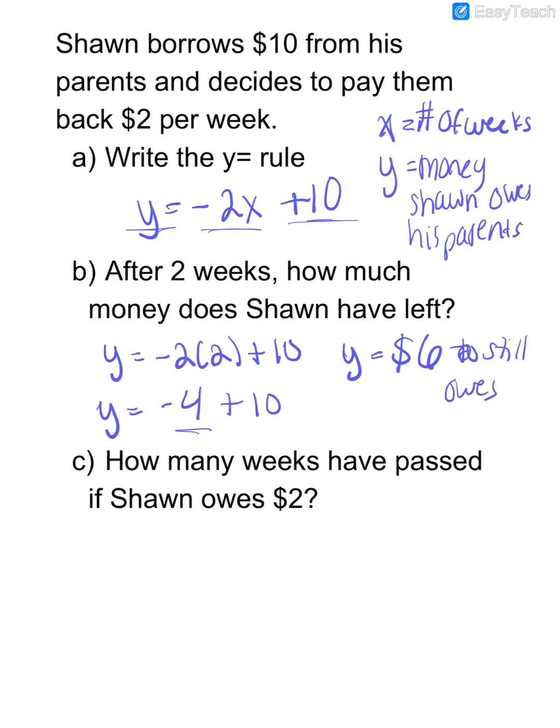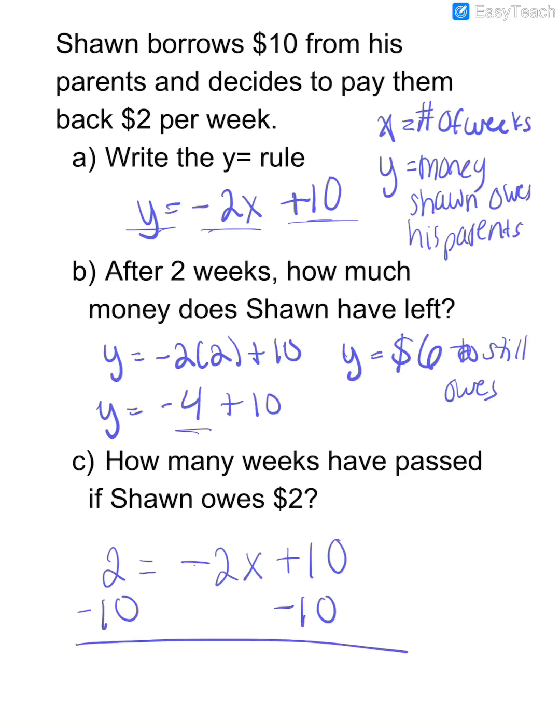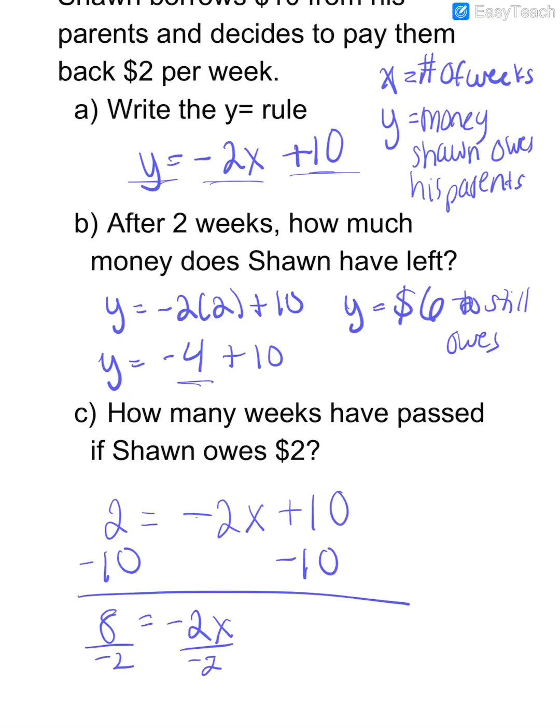How many weeks have passed if Sean owes $2? So, y is the money Sean owes his parents. So we want to put 2 in for y. And we want to find out what x is. So we're going to subtract 10 from both sides. We're just going to solve for x. All right, so 8 equals negative 2x. Divide by negative 2. And we have that x equals negative 4.